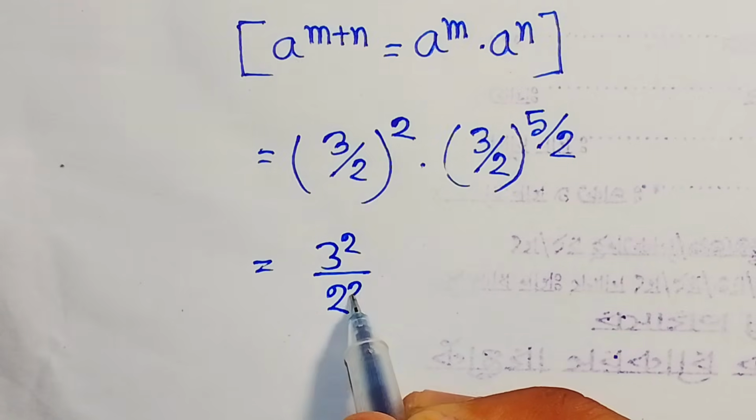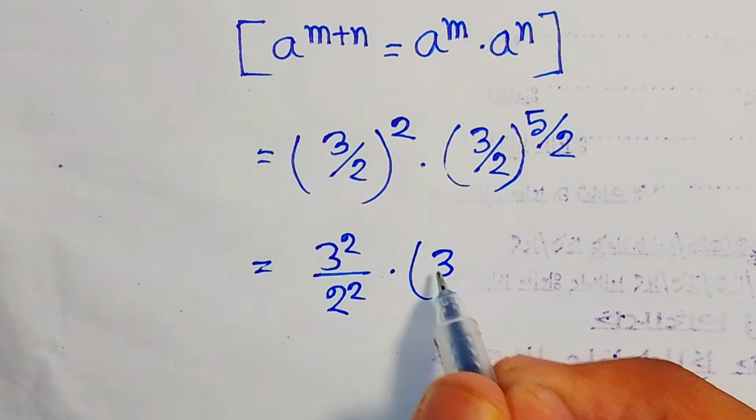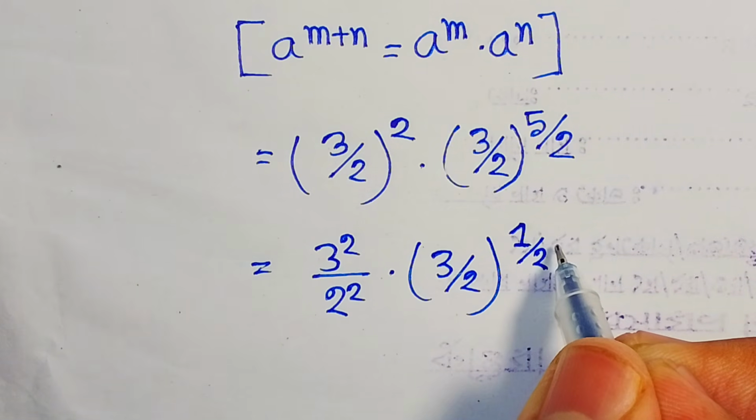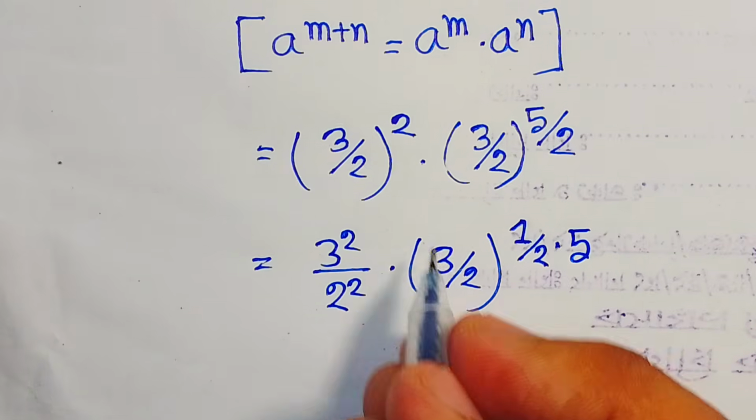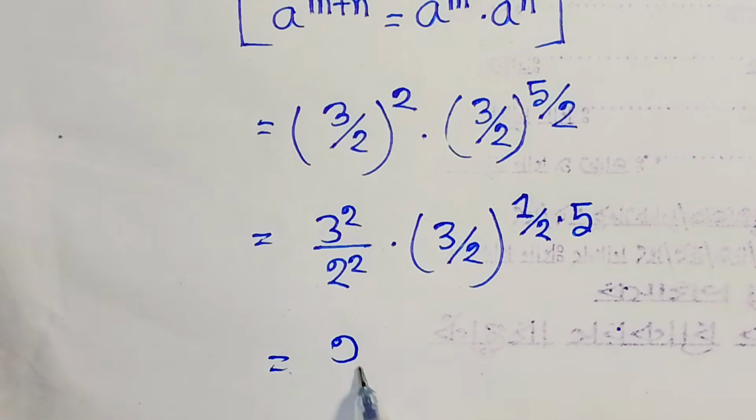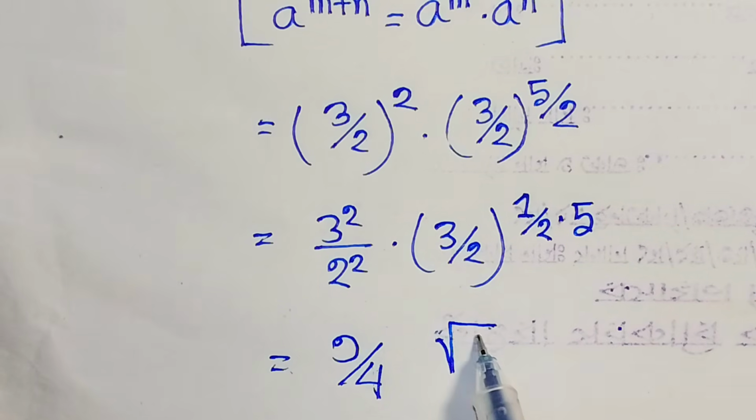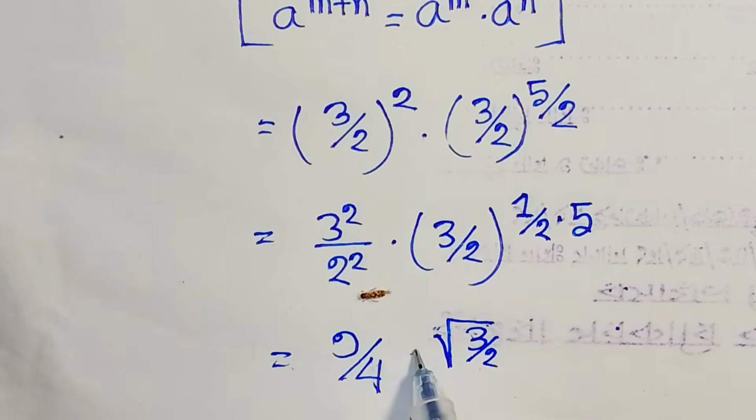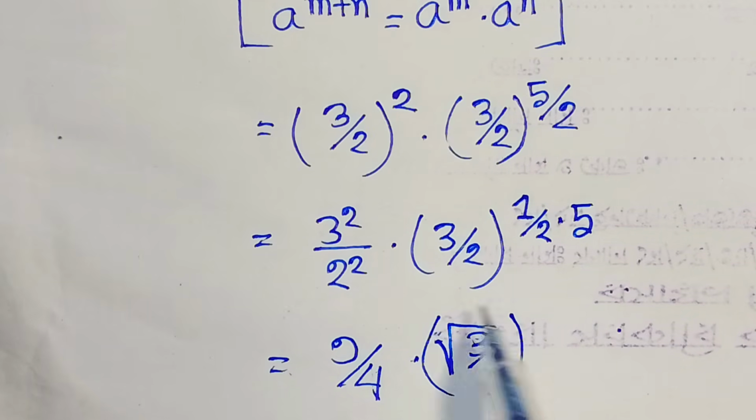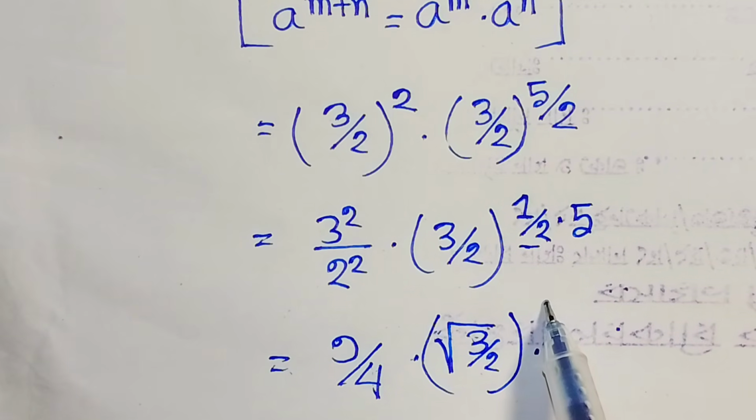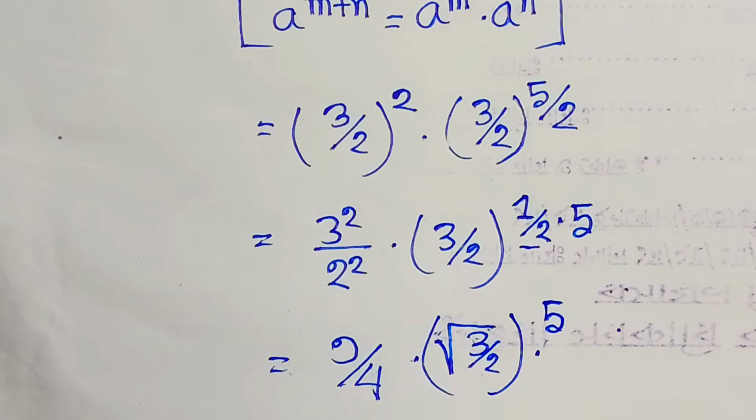After that, we can write 3 squared divided by 2 squared times (3 divided by 2) to the power 1 divided by 2 times 5. We just take the 5 as single. Now we can write 3 squared is equal to 9 and 2 squared is equal to 4. Now here we can write 1 by 2 as the power is equal to root over 3 by 2. You know the value of the root is a half. So this power we find is 5.